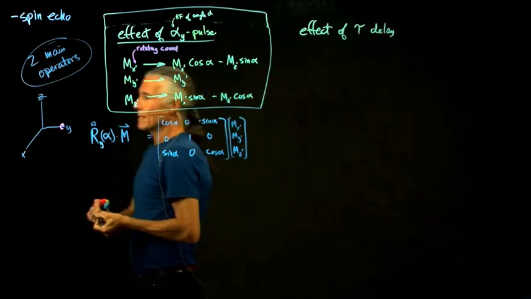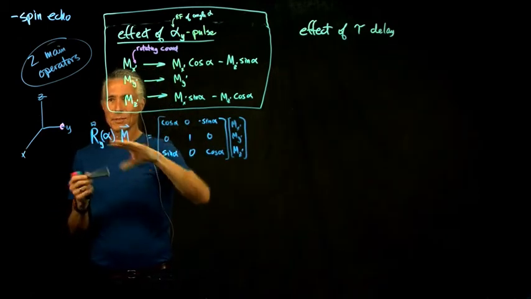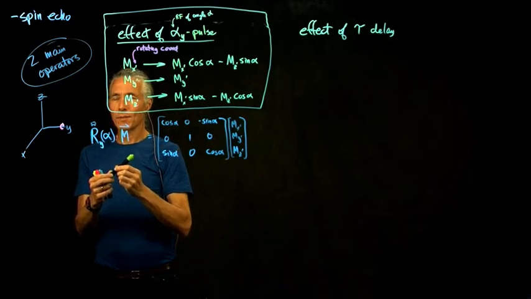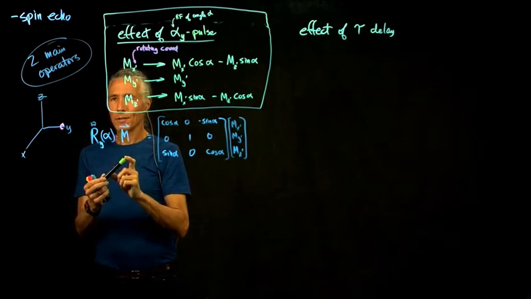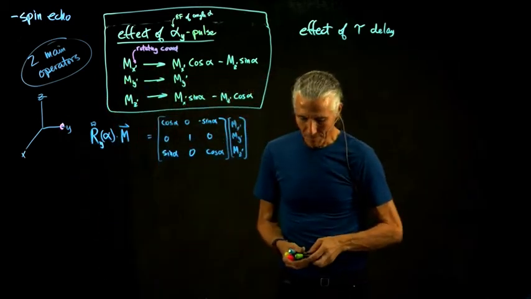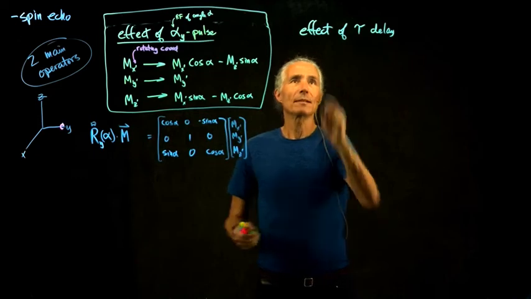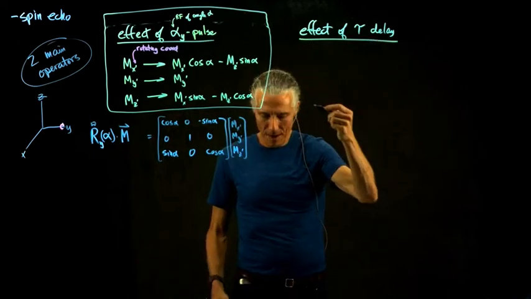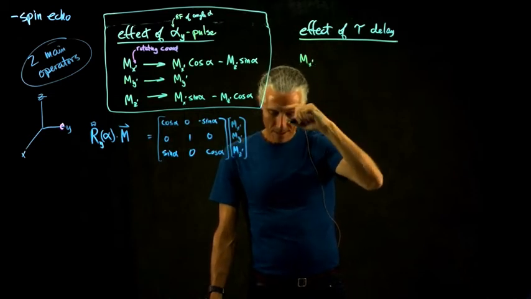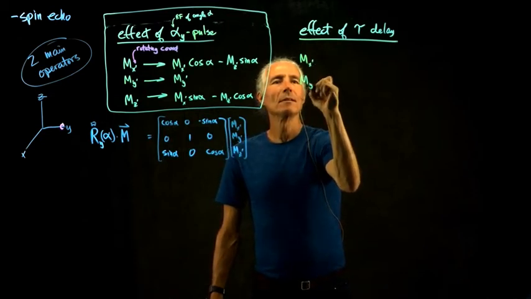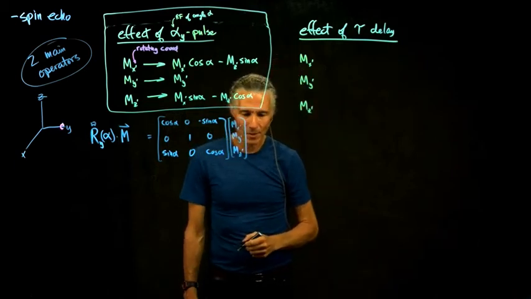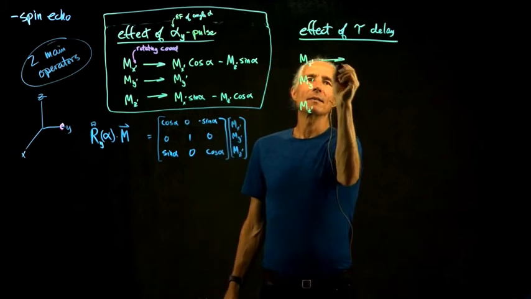In the last diagram that I had, that vector sort of lifted off the xy plane, and it got shorter and it rotated a little bit. So what is the effect of the delay? The effect of a delay is another operator. Here's our starting vector. Whatever you start off with, how do we transform that?